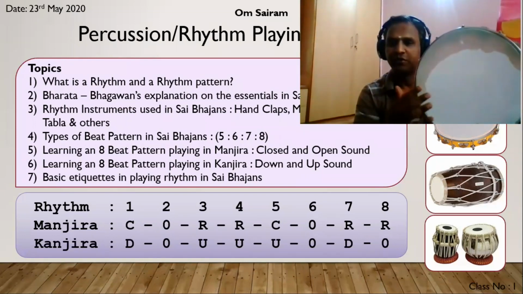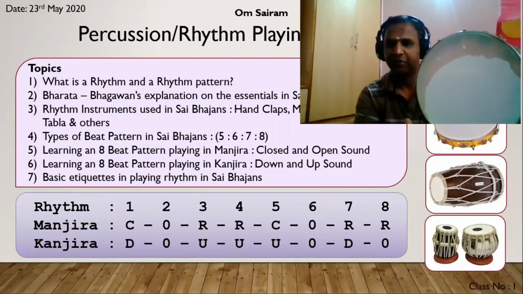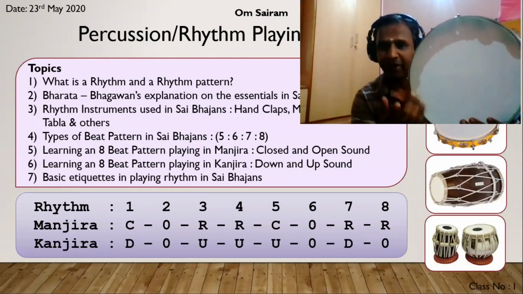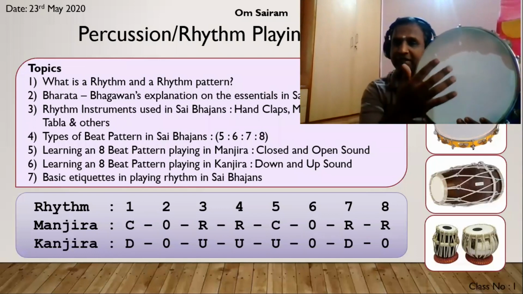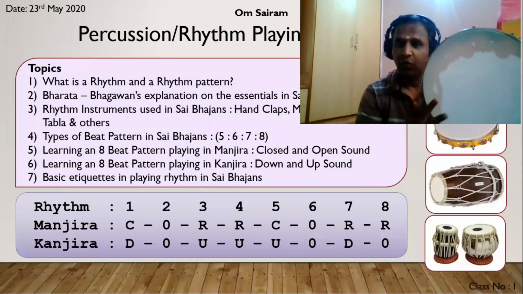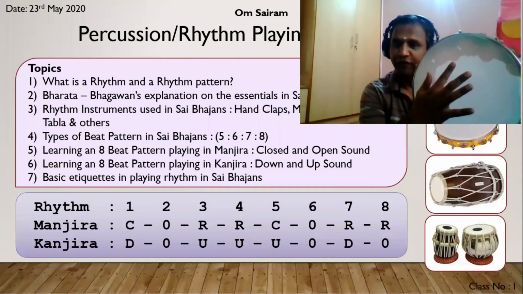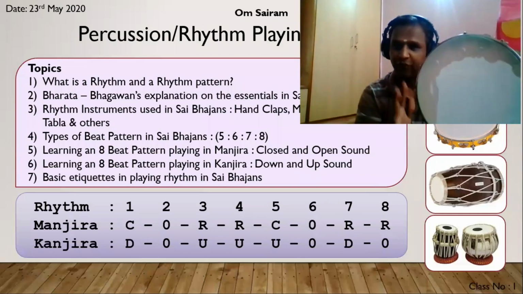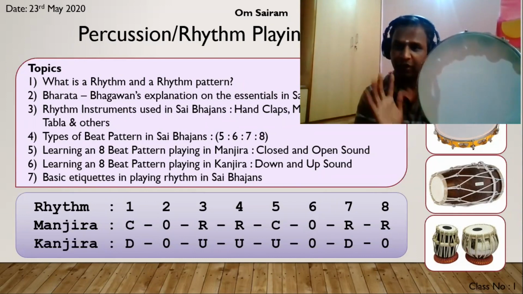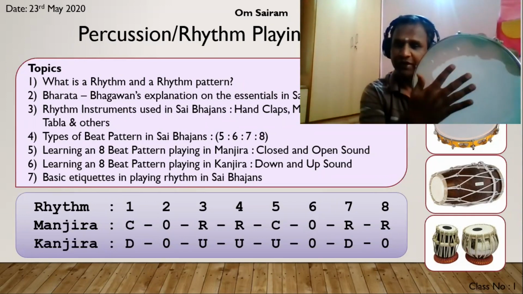So it starts with 1, 2, 3, 4, 5, 6, 7, 8. Down, up, up, up. I'm playing down for the first beat. Then on the second beat I'm not playing anything. Third beat I'm playing like this. So 1, 2, 3. Again 1, 2, 3. Then 4. So 1, 2, 3, 4 I play again. Okay, again only 1, 2, 3, 4 I'll play.